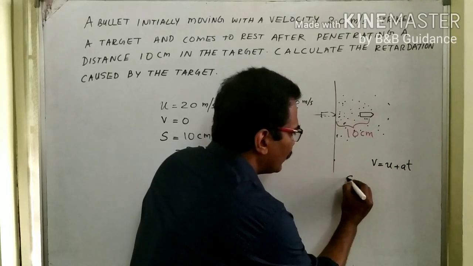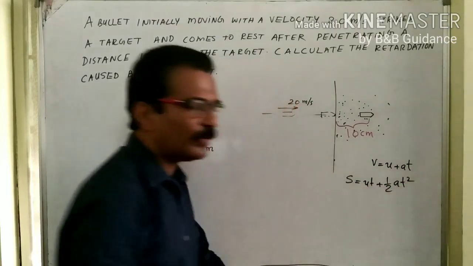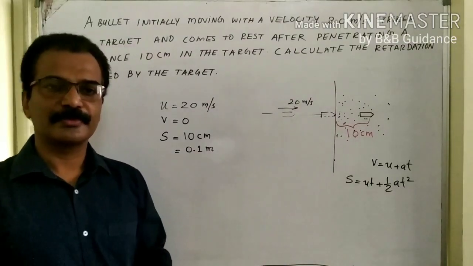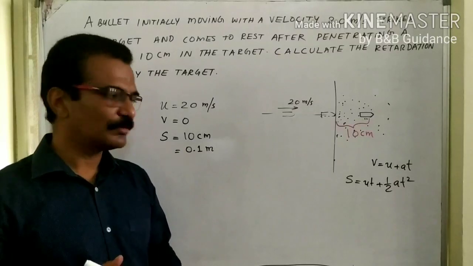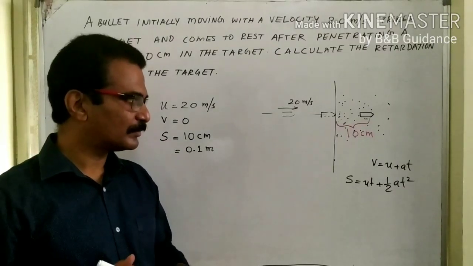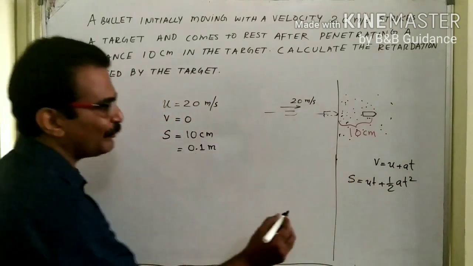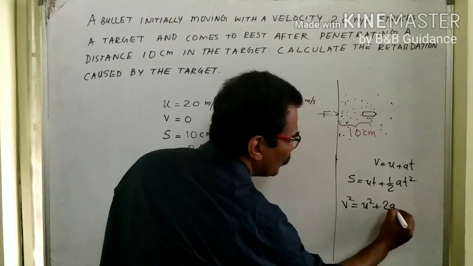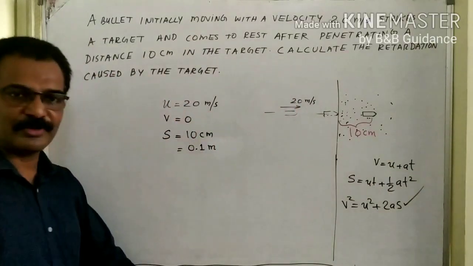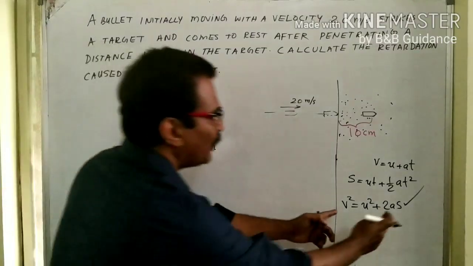What about the second one? s is equal to ut plus half at squared. Is it helpful? No, sir. What is the issue? Time is not given. Now you understood our required formula is v squared is equal to u squared plus 2as. This formula will help us, isn't it? Yes, sir.